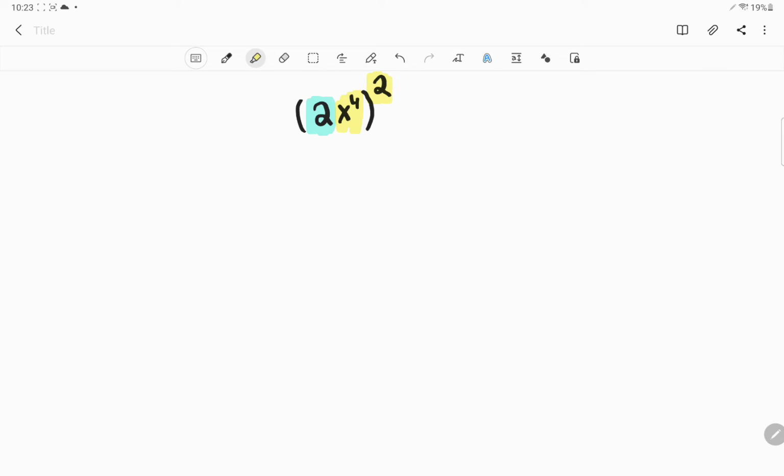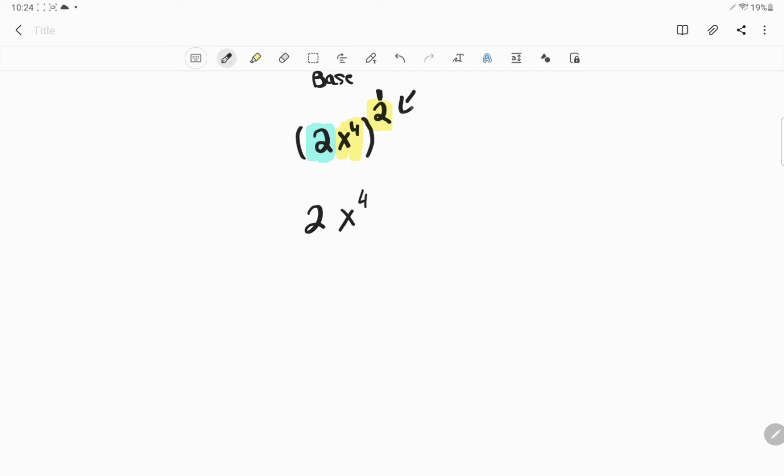Whenever you work a problem like this, what I want you to do is rewrite the problem except for the parentheses. So I'm going to rewrite 2x to the 4th power. That's the first thing I wanted to do. Now, make sure you look at the arrow I'm about to draw. What we're going to do with the number 2, we're going to grab the outside exponent, so this guy right here.